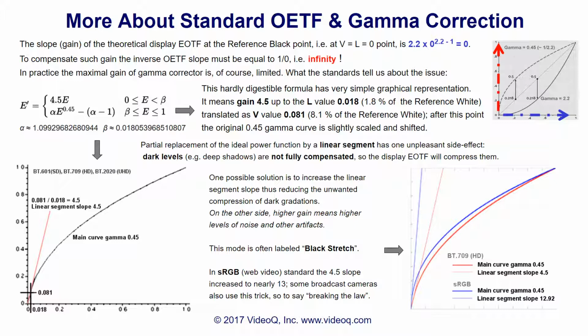For sRGB, that's the video color space used by computers and the World Wide Web, the 4.5 slope is increased to nearly 13. Some broadcast cameras also use this trick, so to speak, breaking the law.